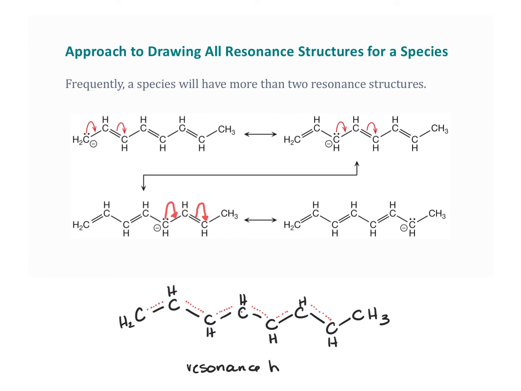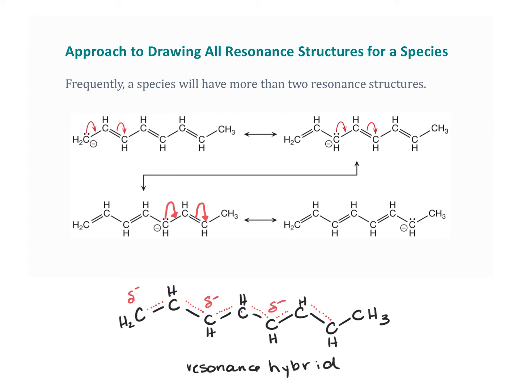Now, notice I have not done anything with those negative charges. Every atom that had a negative charge now has a partial negative charge. So there was a negative charge on that carbon. There wasn't one on the second carbon. There was one on this carbon. There wasn't one on the fourth one.